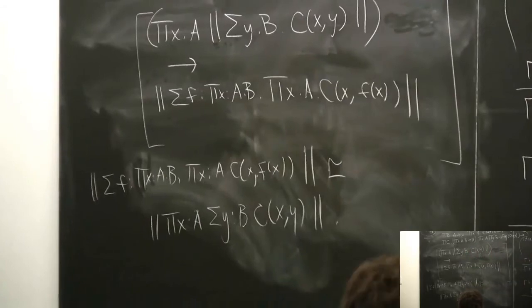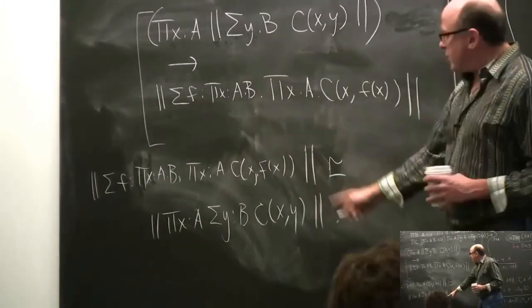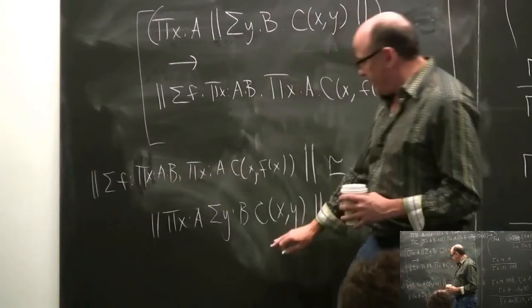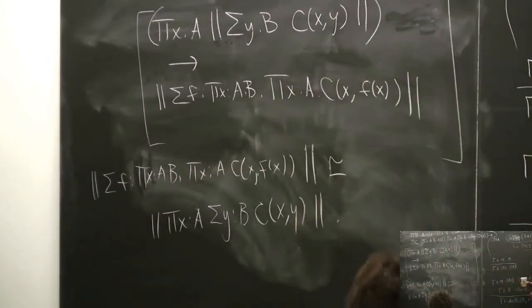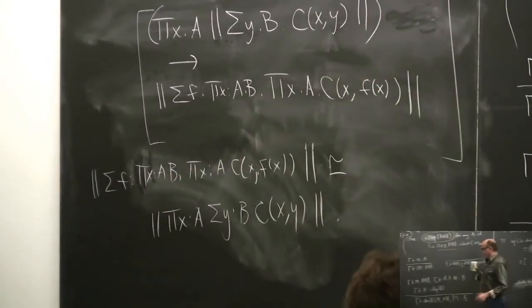So that's the first observation. This is equivalent to that because the underlying types are equivalent. And if I truncate equivalent types, I will get equivalent types, okay?